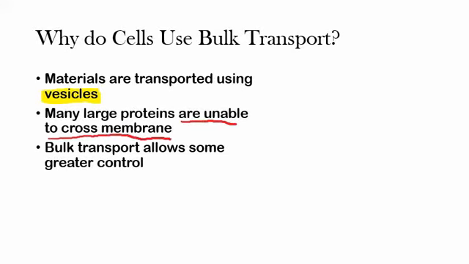So if you remember, to cross the membrane, it has to be small enough to fit through the transport proteins or small enough to get through the membrane itself. And a lot of large materials, such as proteins, can't do this. And so that's where it would have to use some form of bulk transport, where it would get the same effect, but it wouldn't have to actually cross through the membrane. In addition, there are certain situations where bulk transport gives some greater control over what's coming into the cell, as opposed to just releasing it through some sort of transport protein.